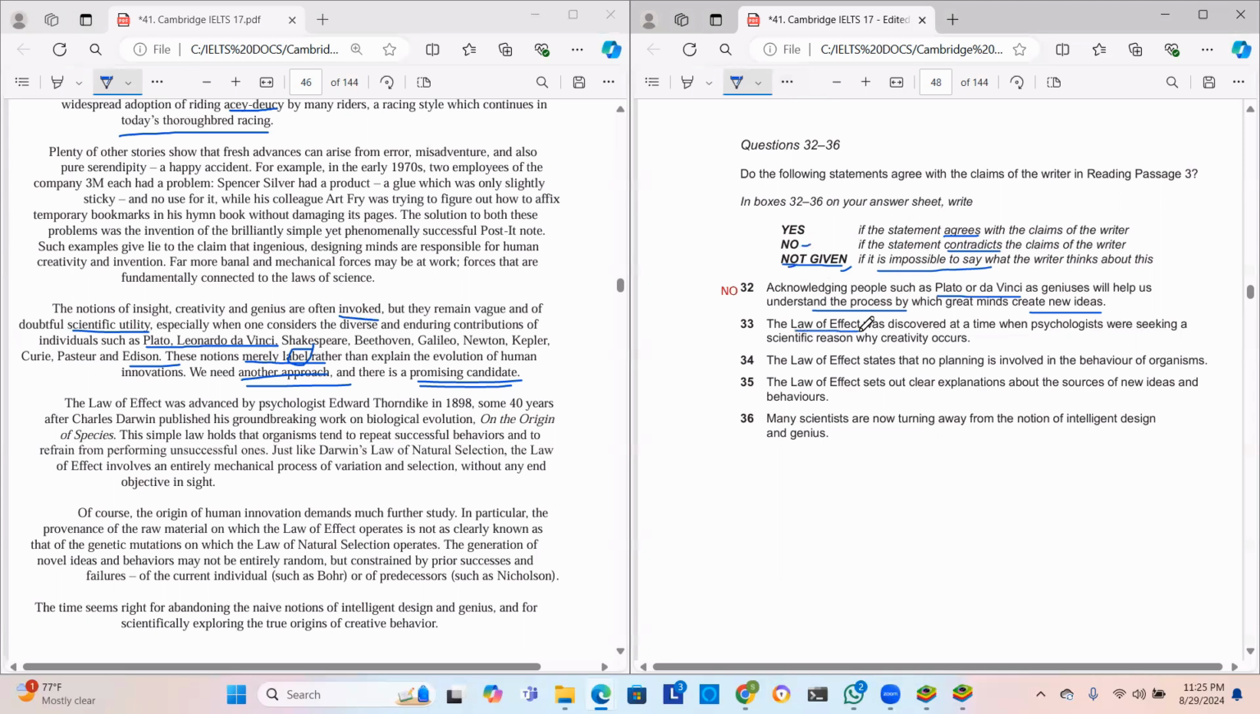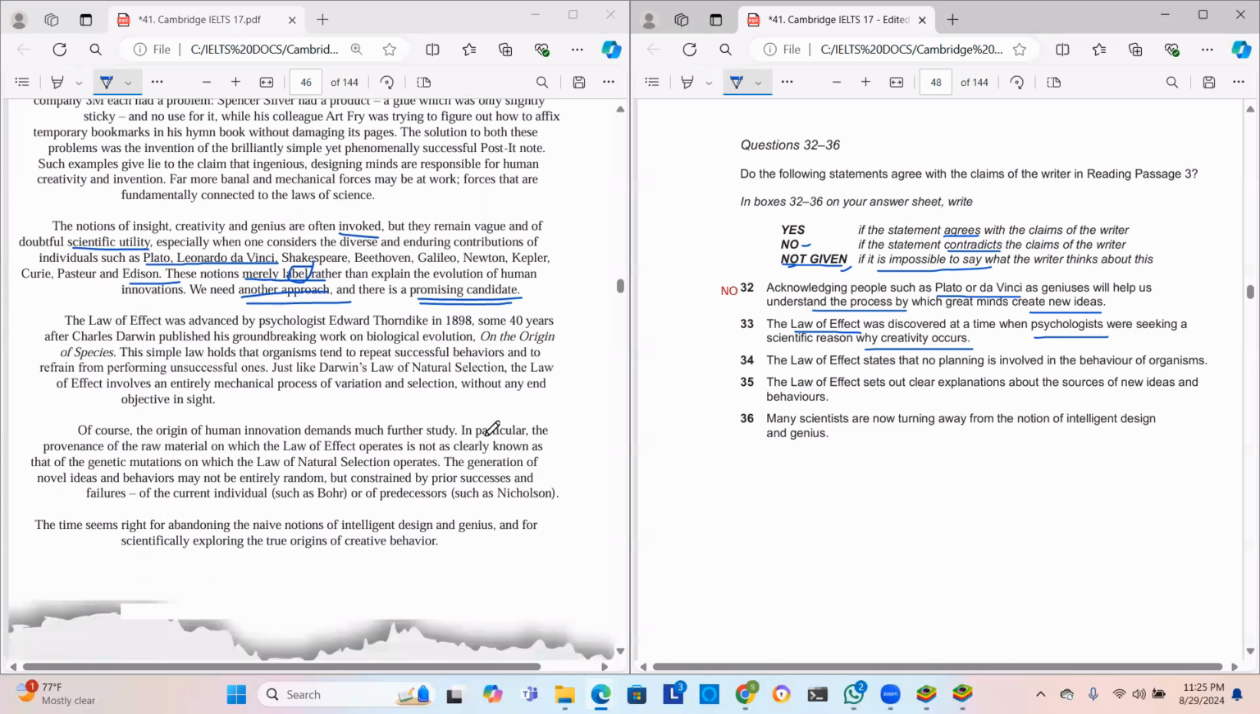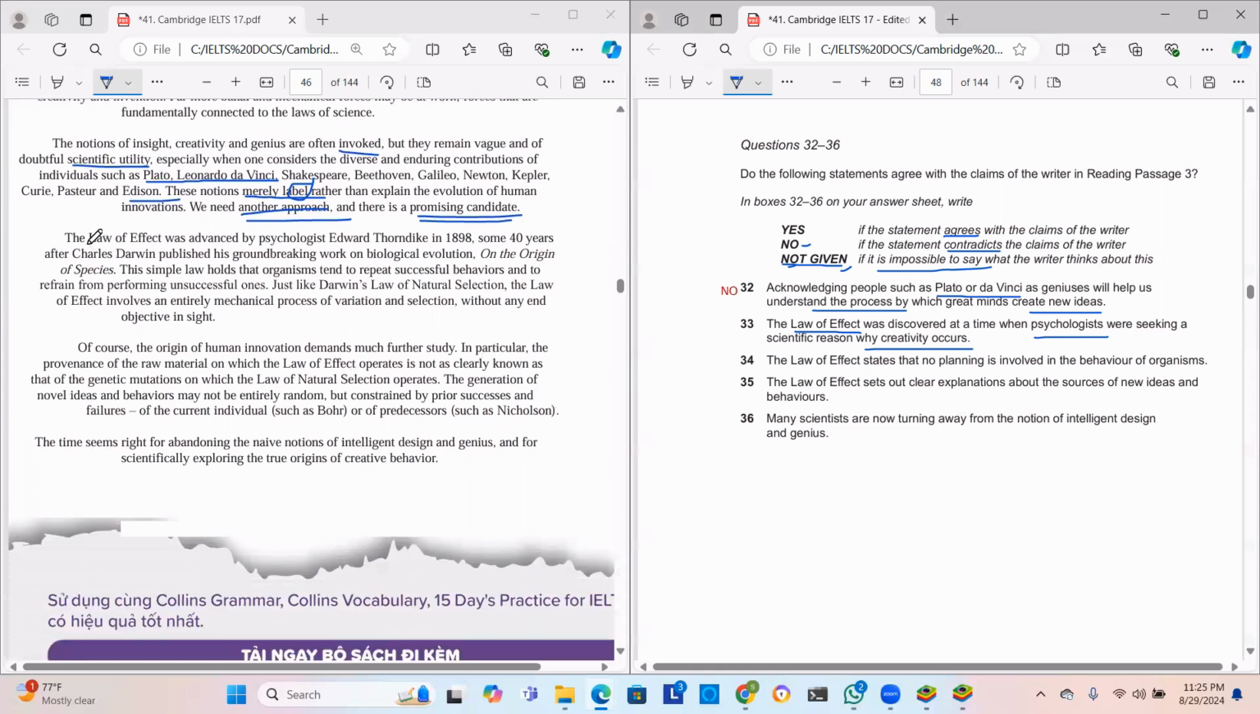The law of effect was discovered at a time when psychologists were seeking a scientific reason why creativity occurs. Okay, so there are a lot of keywords here, right? Law of effect, psychologists, scientific reason, and creativity occurs. So let us read where this law of effect is. I think it is in the next paragraph itself, right? The law of effect is clearly here. So let's read that.